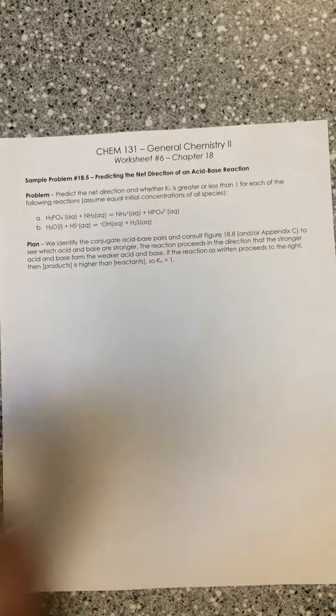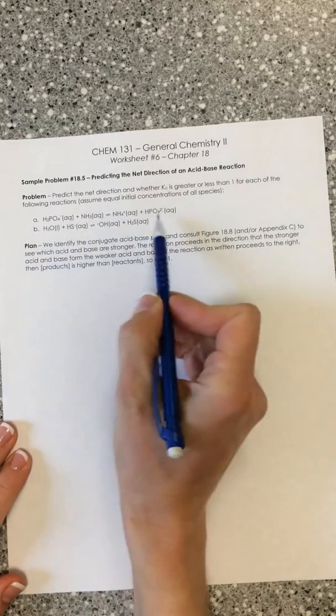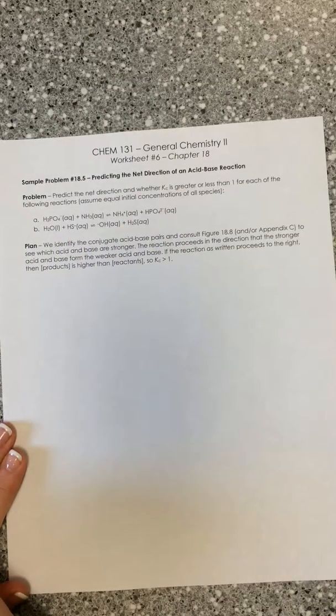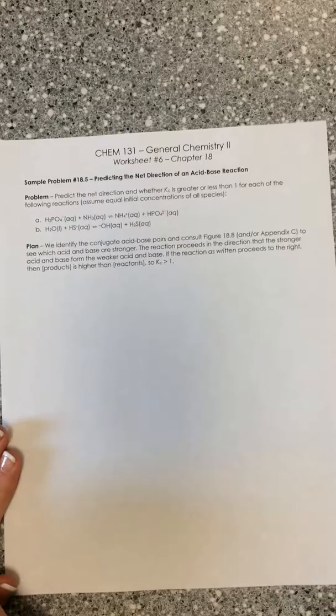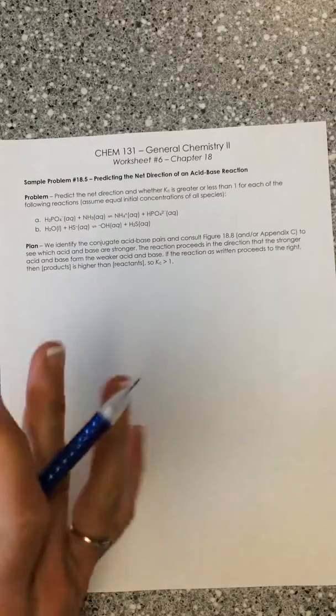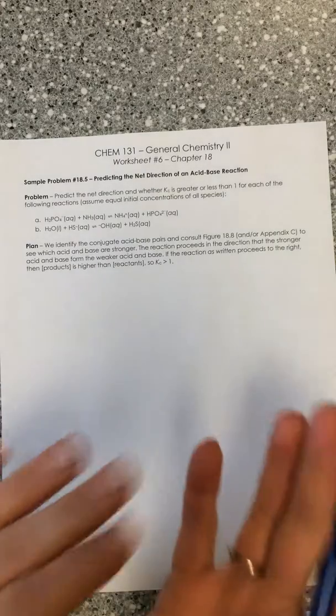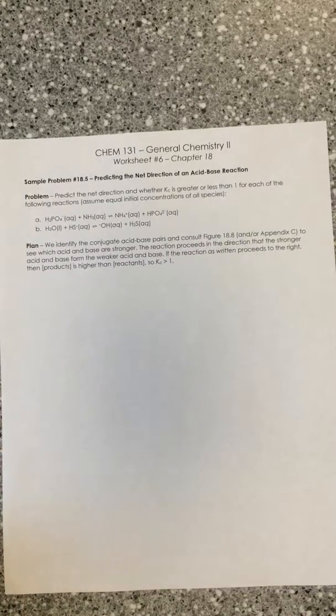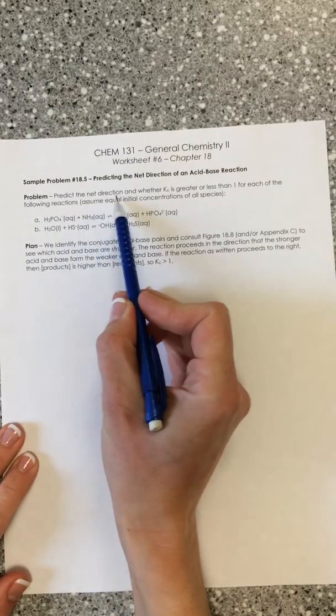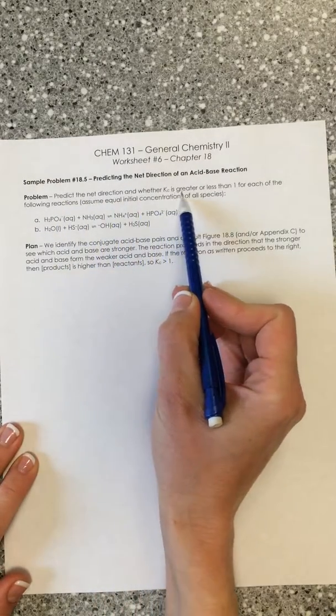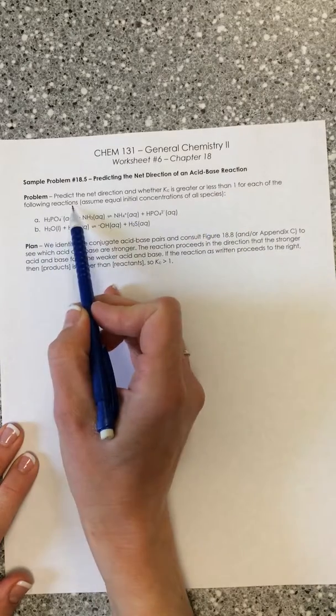Sample problem 18.5 still deals with some qualitative aspects of acid-base equilibria, but starts bringing some numbers into things. So remember, when we have these kinds of acid-base equilibria, they're equilibria, and the equilibrium will lie on one side or the other of the equation. So we need to be able to evaluate, and that's what this problem asks us: predict the net direction and whether Kc is greater than or less than 1 for each of the following reactions.